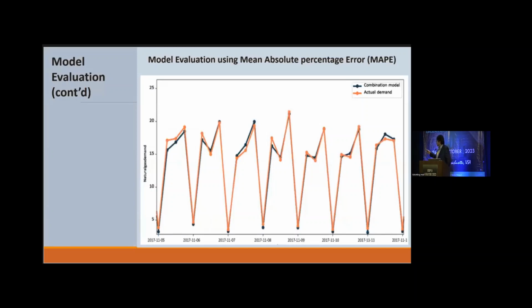You can see the blue line is the combination model and the orange line is the actual demand. So the blue line is what we predicted, and the orange line is the actual demand. We are pretty close to the actual demand, but there are certain points that we're missing, which can be due to seasonality, consumption, and a lot of other factors. That's why we have 10 to 15% error in all the models.